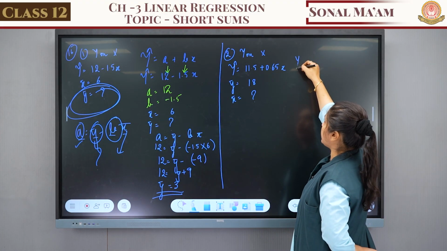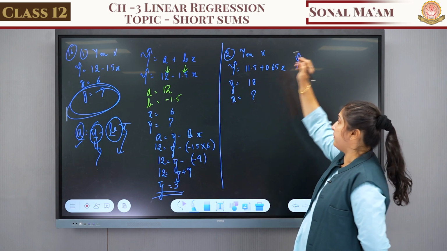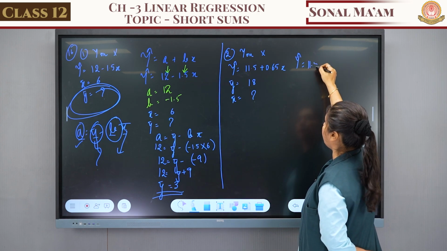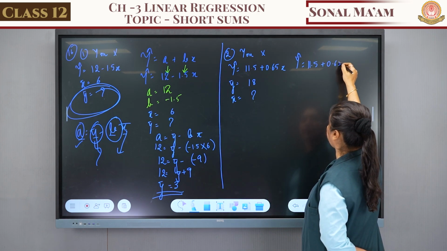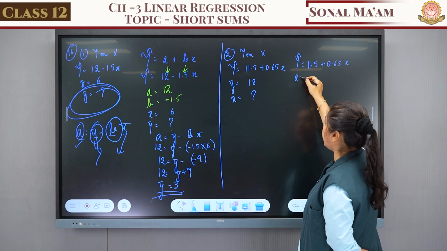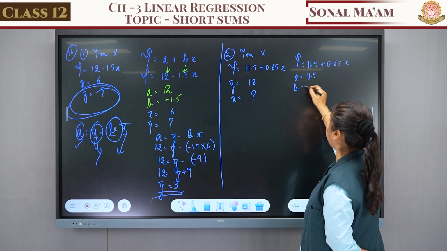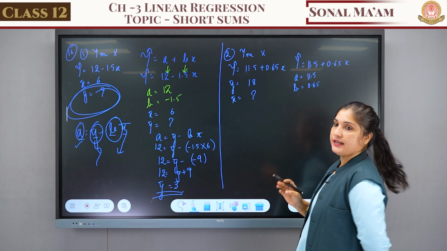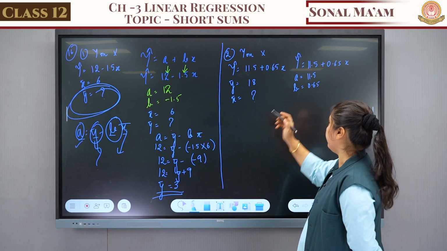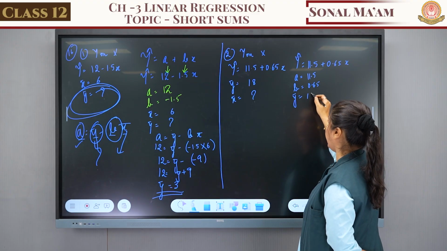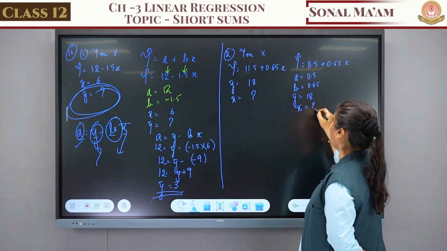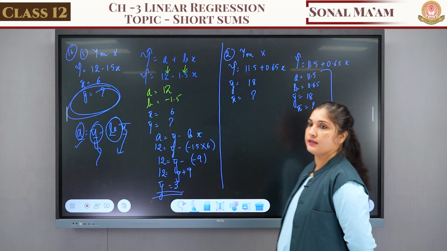Again, we'll write the equation. This is easier. Why? Because we have already solved this. y cap is 11.5 plus 0.65x. Now everyone will easily tell me the value of A: 11.5. What is the value of B? 0.65. Once we know A and B, we are given y bar, that is 18, and x bar is missing. We have 4 data and 1 is missing.